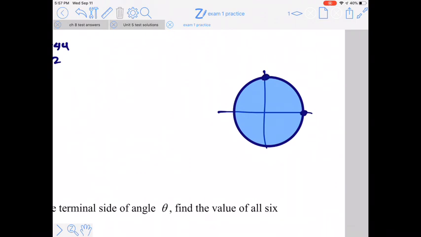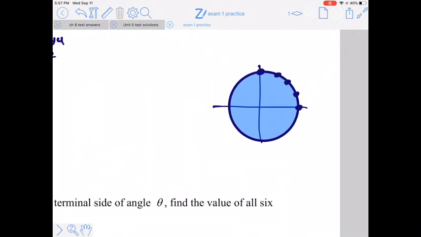So if you think about the first quadrant, over here on the right, the x value is 1 and the y value is 0. That's pretty self-explanatory because this is a unit circle. The top, now the x value is 0 and the y value is 1. Okay with that?